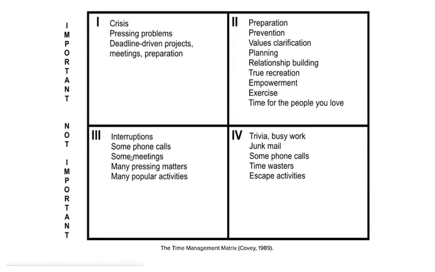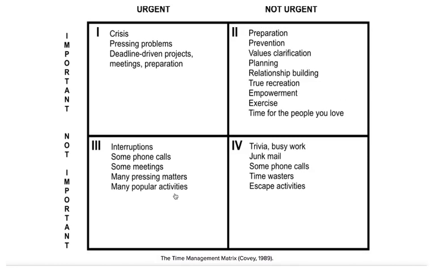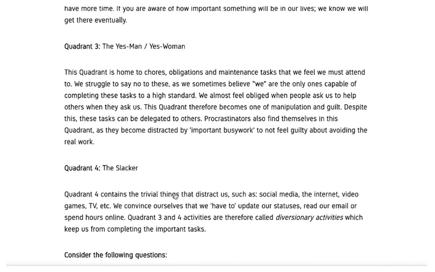But let's talk about quadrant number 3. So these are things like interruptions, phone calls, meetings, sometimes some pressing matters, and some popular activities. So this is where the yes man and the yes woman belong. This is where chores, obligations, maintenance tasks need to be attended to. So we struggle to say no to these things, as we sometimes believe we are the only ones capable of completing these tasks. So it's like, it's my way or it's not going to be done correctly. We feel obliged to do these, right? This quadrant therefore becomes one of manipulation and guilt. Despite this, these tasks can be delegated to others.